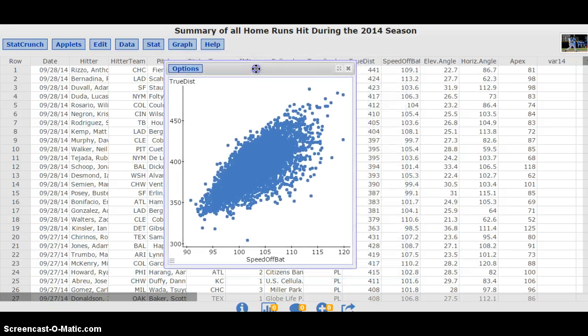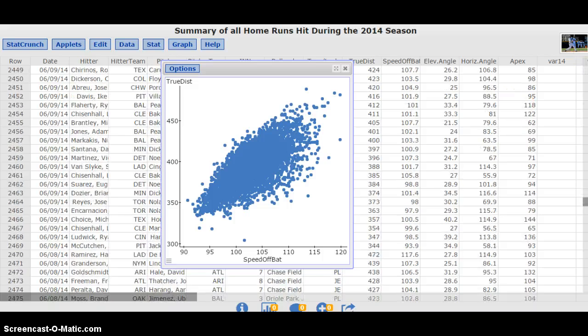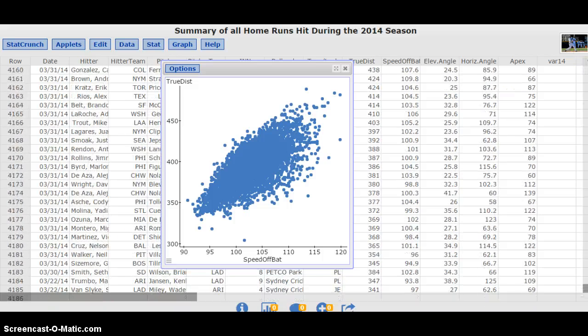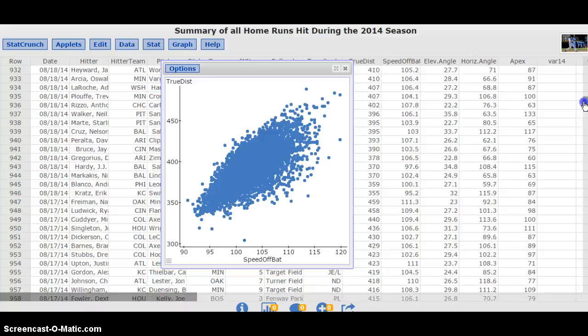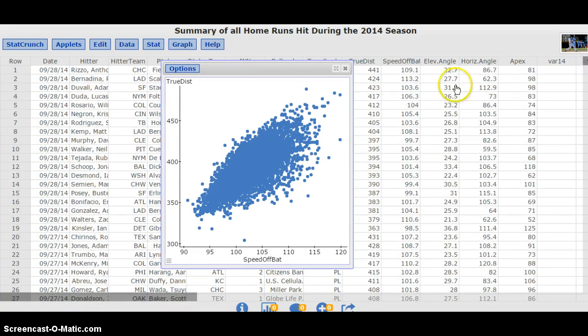Now obviously your scatter plots for your data sets are not going to be as crowded as this. If you scroll down here, you'll notice that we have a lot more data in this data set than you do in yours. There's over 4,000 pieces of data here, where in your data set we're not near that. I think we're around 900 or so.